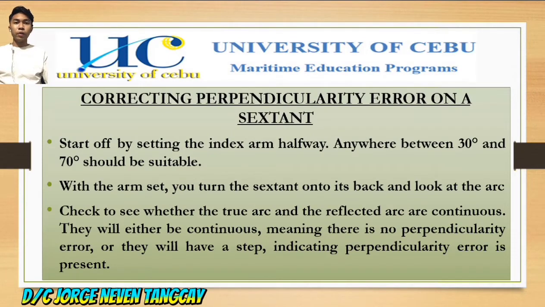So first, correcting perpendicularity error on a sextant. Begin by halfway extending the index arm. The temperature should be between 30 degrees and 70 degrees. Turn the sextant on its back and look at the arc with the arm set. Verify that the through and reflected arcs are identical. They will either be continuous, indicating no perpendicularity error, or have a step, indicating the presence of perpendicularity error.